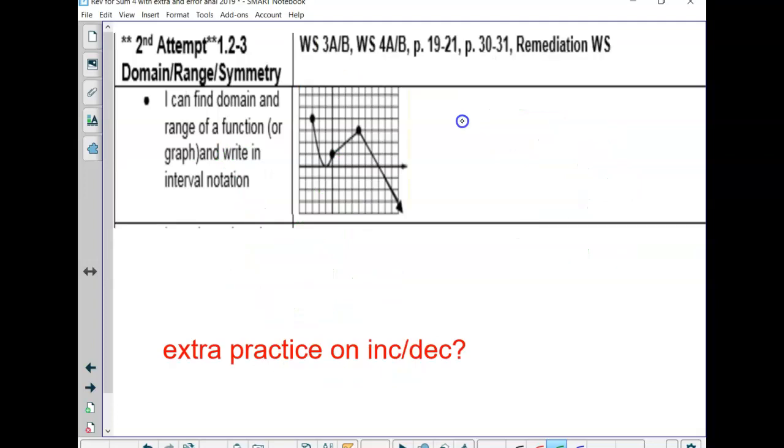All right, now we move on to the second standard, which is the domain range symmetry one. Remember, domain is furthest left to right. Range is furthest down to up or bottom to top. And domain is x's and range is y's. So for this goofy looking piecewise graph over here, there is an arrow on this end. So anybody tell me what the domain is?